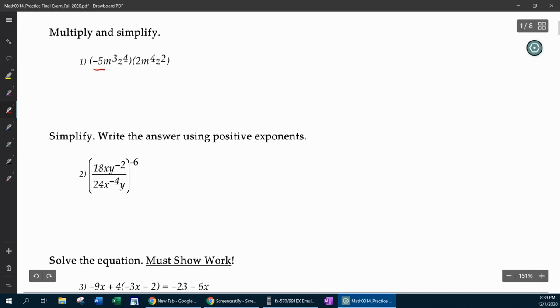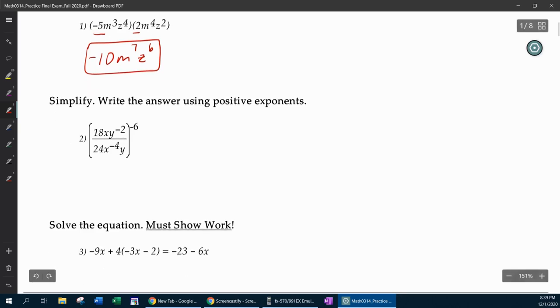So the way we're going to do this is we're going to start with the coefficients. Negative 5 times 2 is negative 10. And then for the letters that are the same, we're going to add their powers. Remember, when you multiply variables, you have to add their powers. So 4 plus 3 is 7, m to the 7th. Z to the 4 plus 2 is 6, and we're done with number 1.